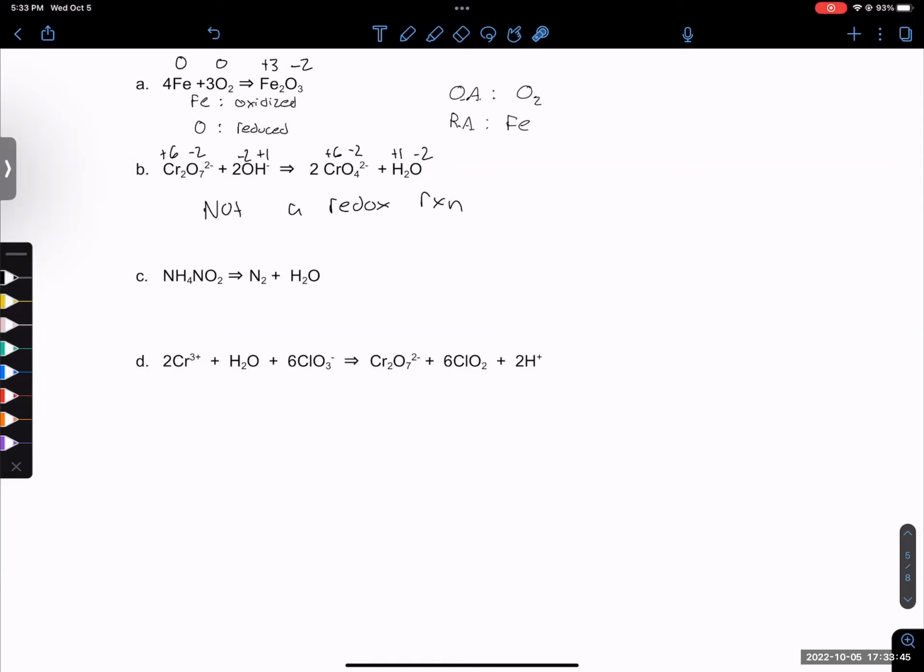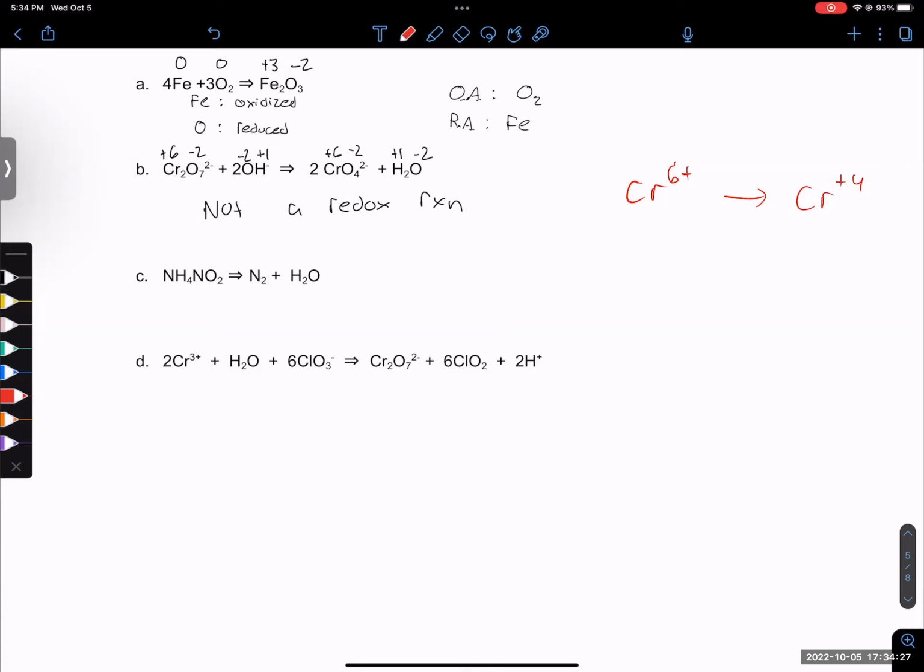Now, let's say hypothetically chromium went from a +6 to a +4. I'm just going to ask this person in the front row wearing a purple sweater, nobody else say anything, okay? Is chromium being oxidized or reduced in this scenario? Oxidation is a loss of electrons, so it's reduced. Sorry, she said it also.